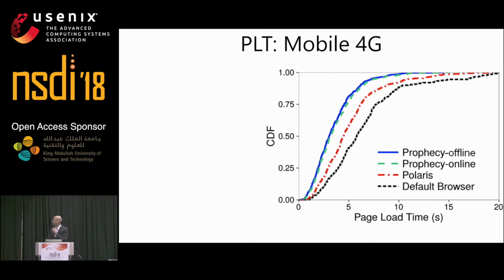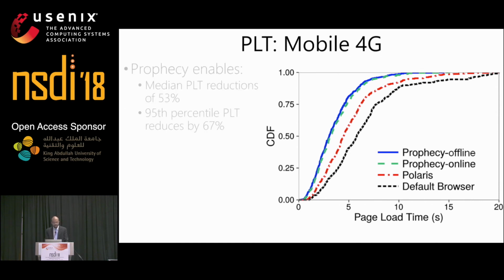So here we see page load time results for a 4G network link, and we compare page load times with the default browser, with Polaris, with Prophecy Online, and Prophecy Offline. Prophecy Online means that the server generated write logs at the time that the request came in. Prophecy Offline means that the server generated those logs ahead of time before the request showed up.